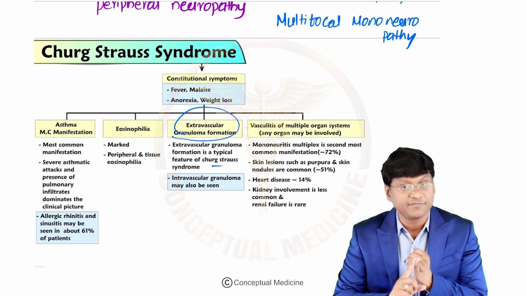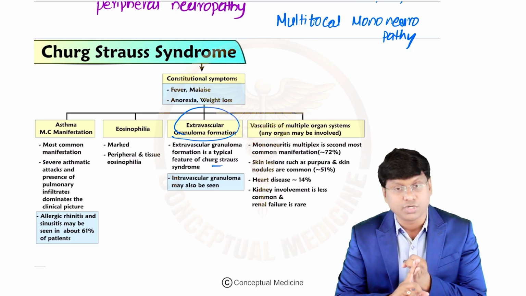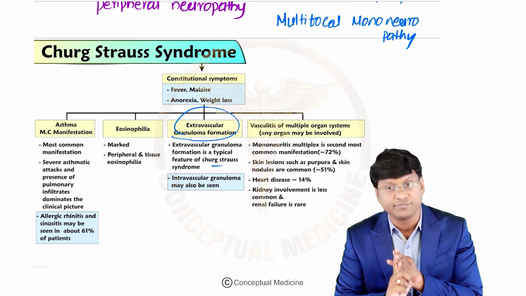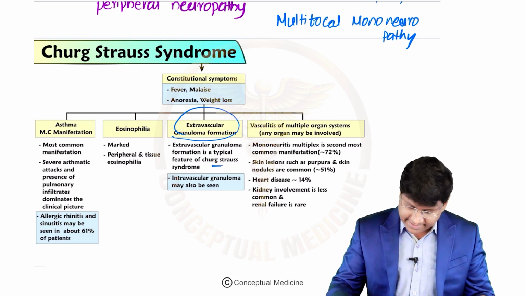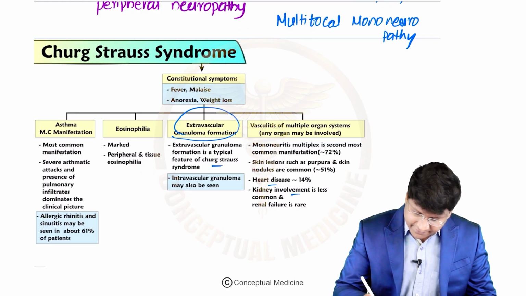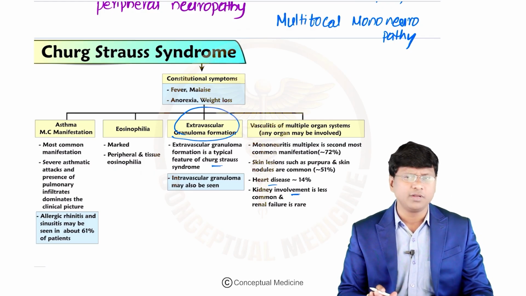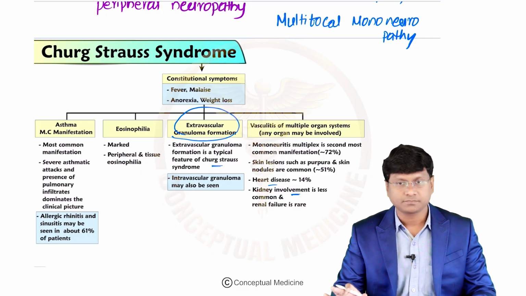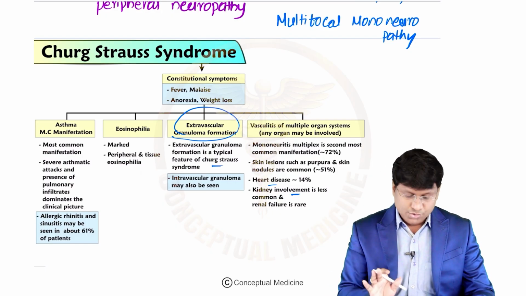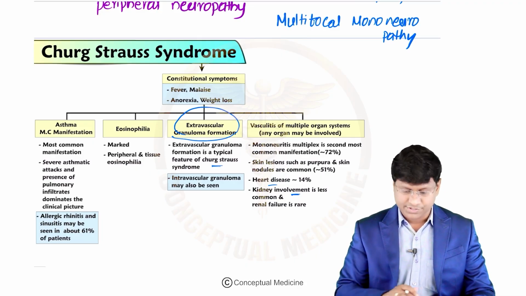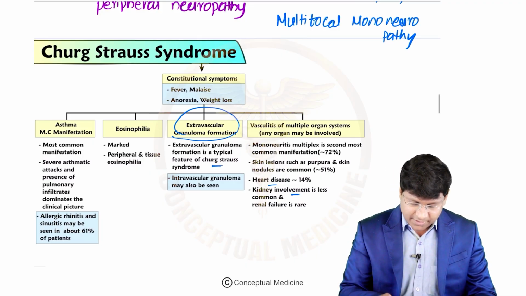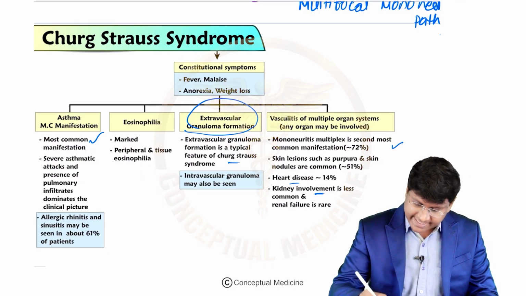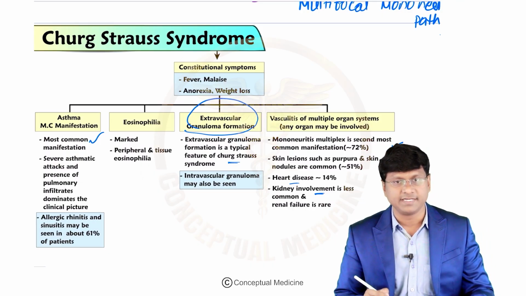So, the most common feature is bronchial asthma. Second most common feature is mononeuritis multiplex. And skin manifestation will be in the form of purpura. And there is also involvement of the heart and even kidney involvement. But kidney involvement is less common, and renal failure is very rare. So these are the clinical manifestations. This table gives the summary of manifestations of Churg-Strauss, out of which the most common is bronchial asthma. Second most common is mononeuritis multiplex.